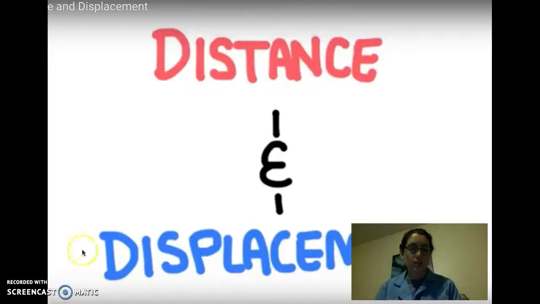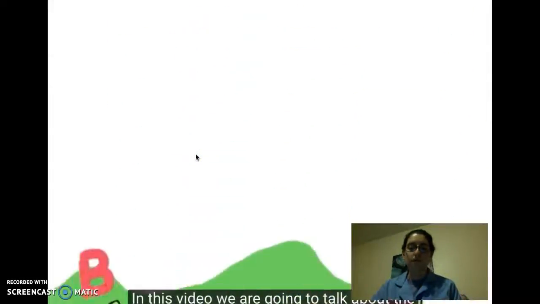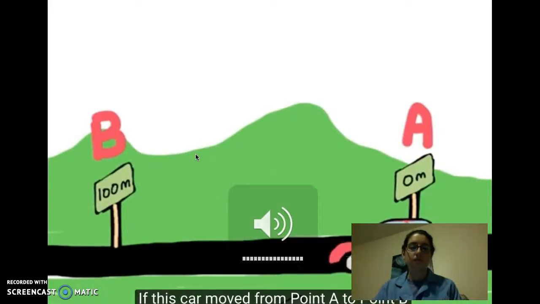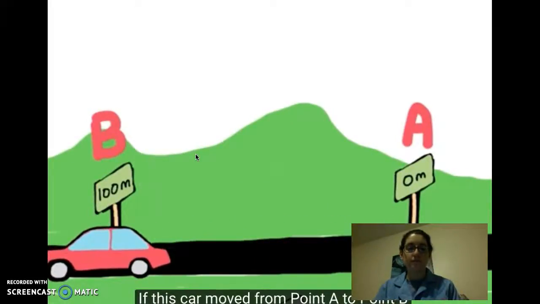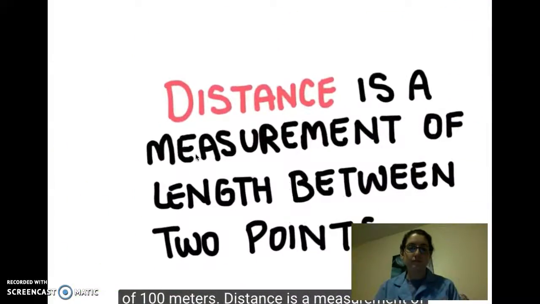Alright, here we go. In this video, we're going to talk about the difference between distance and displacement. If this car moved from point A to point B, we could say it traveled a total distance of 100 meters. Distance is a measurement of the length between 2 points.